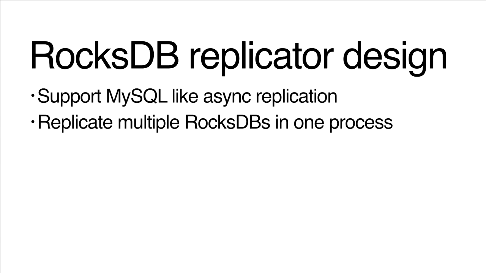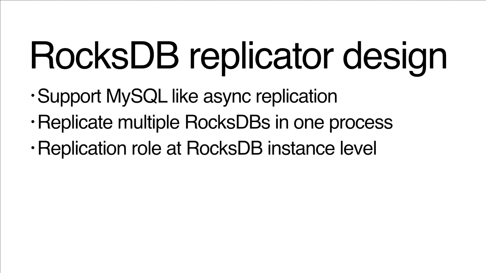Next decision was that we want to make this library be able to replicate multiple RocksDB instances in one process. Because typically a single server process needs to host multiple shards, and we usually use one RocksDB instance as a shard. And we want to assign replication role at the RocksDB instance level instead of host level or process level, because with this we can mix master and slave together on a single host, so that we can balance the load across every host in a cluster, so that we can make full use of the hardware resource.